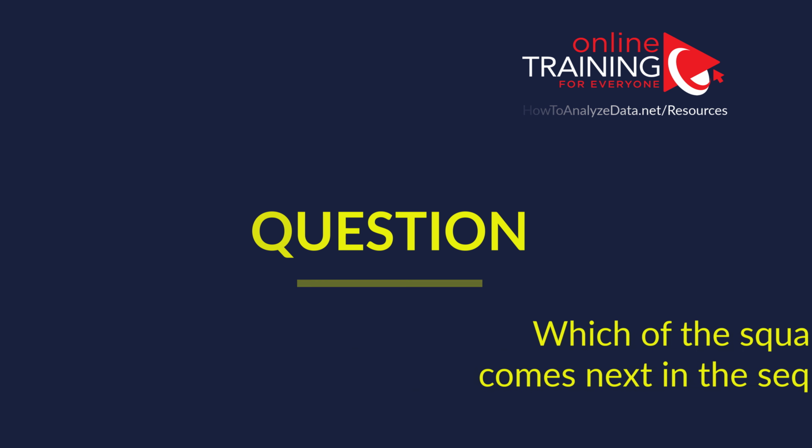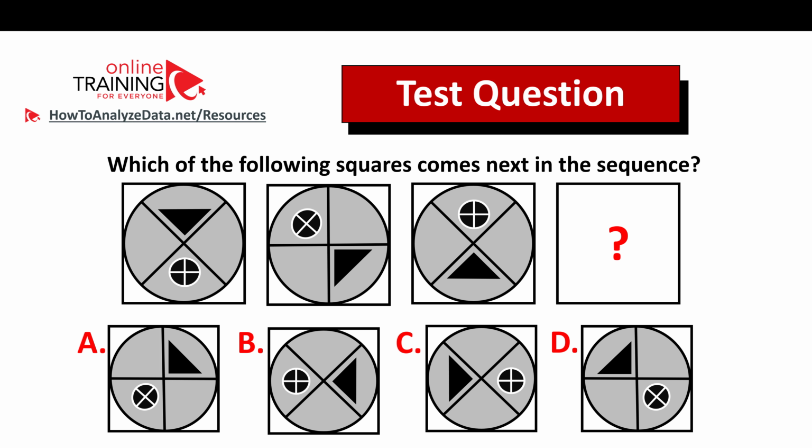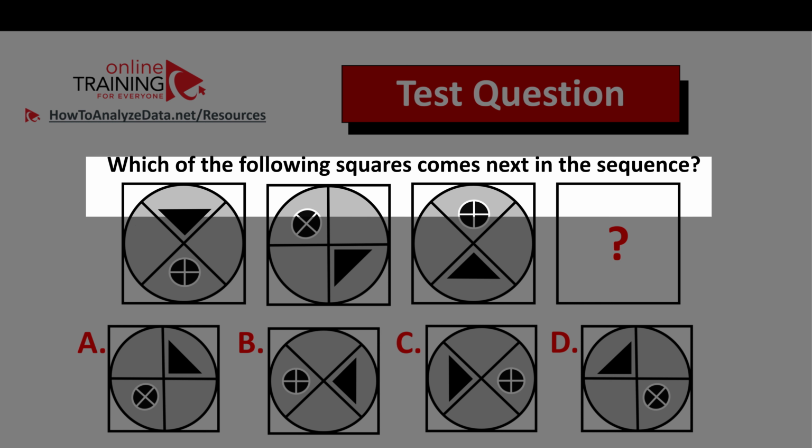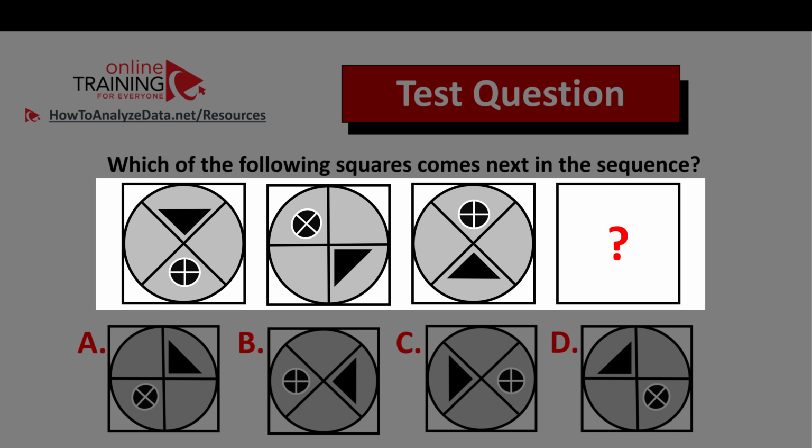Let's look at the very interesting question you might frequently see on the test. Which of the following squares comes next in the sequence? You're presented with four squares. Each square contains a circle inside, and the circle has four quarters. In two of the quarters are different objects. You see a triangle and you see another, much smaller circle. You have triangles and circles, as well as quarter sections, located in different positions, and you need to determine which object comes next in the sequence.